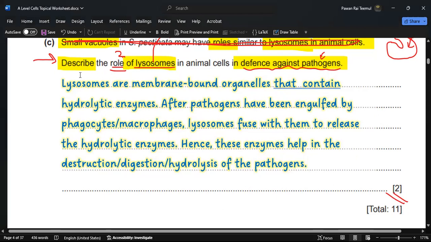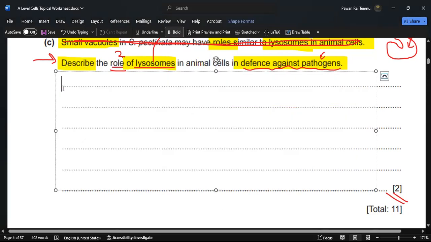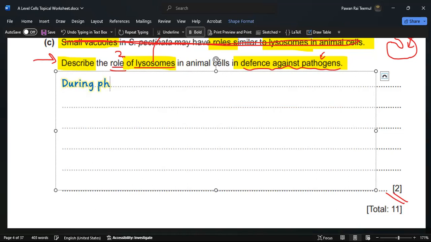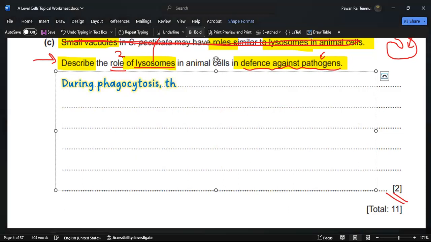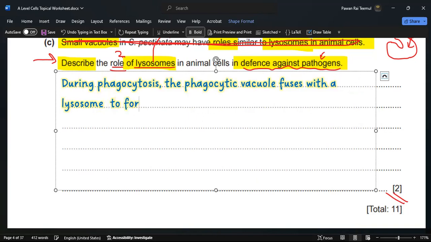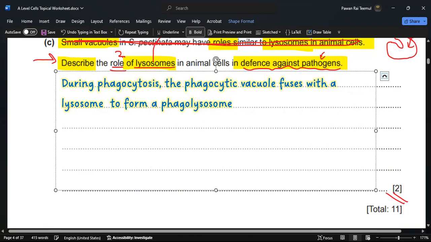Right, so back here, I'm going to put it as such. During phagocytosis, the phagocytic vacuole, or you may say the phagosome, I'm going to use the word phagocytic vacuole, fuses with a lysosome to form a phagolysosome. All right, this part is okay.